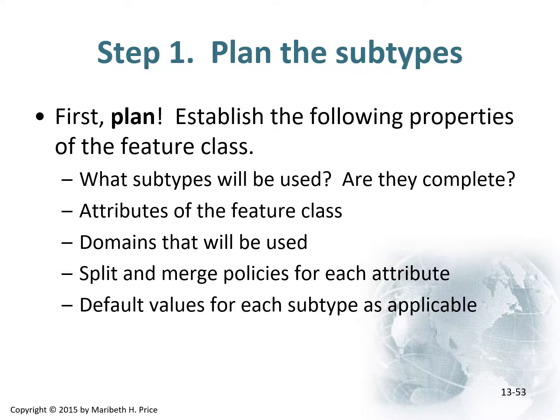So step one is you plan out the subtypes. This is important. First, plan. Figure out what all the properties are that you need for each of your classes, what subtypes you're going to use, are they complete. List out all the attributes and all the domains and all the splits and merges and everything that you have to have so that you know what it should look like. Then set it up.